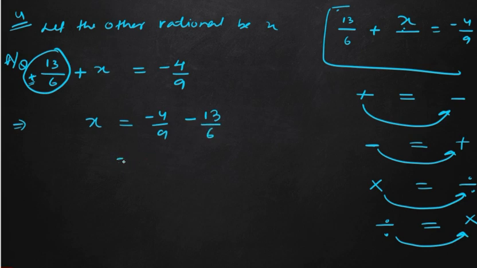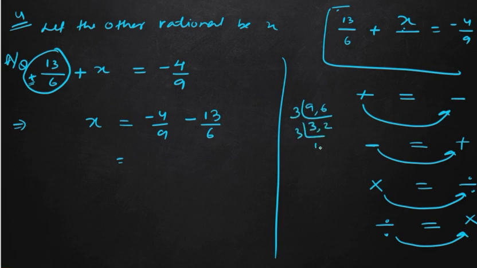Now we need to find the LCM of 9 and 6. Both are divisible by 3: 3 threes are 9, 3 twos are 6. Again 3 ones are 3. 2 is not divisible by 3, so 2 ones are 2. So LCM will be 3 into 3 into 2. 3 threes are 9, 9 twos are 18. So our LCM is 18.